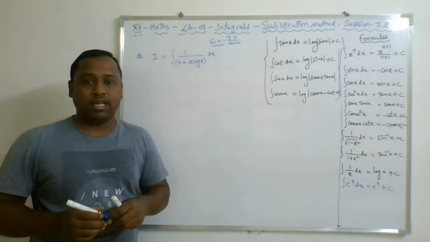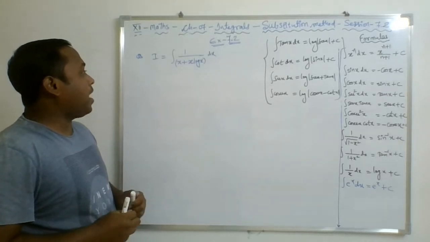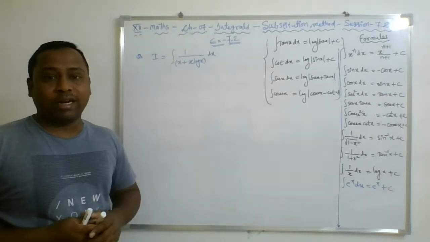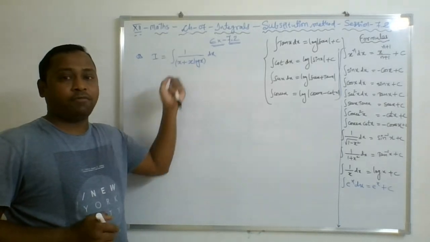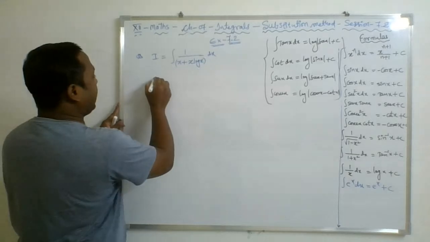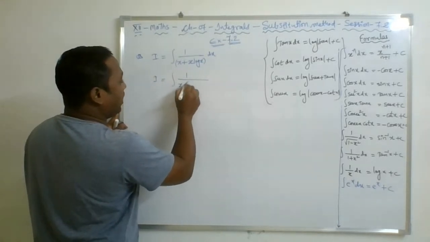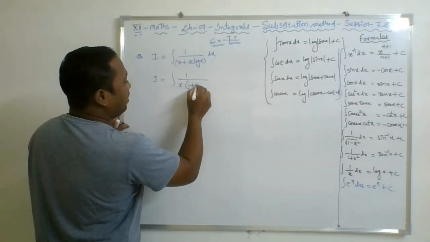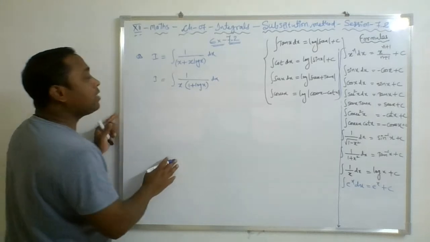You need to take dx. Fine. So if you directly observe, you are not going to get an idea. But if you take x as a common factor from the denominator, you will definitely get an idea about this question, right? So if you take x as a common factor, you will get 1 plus log x, dx.